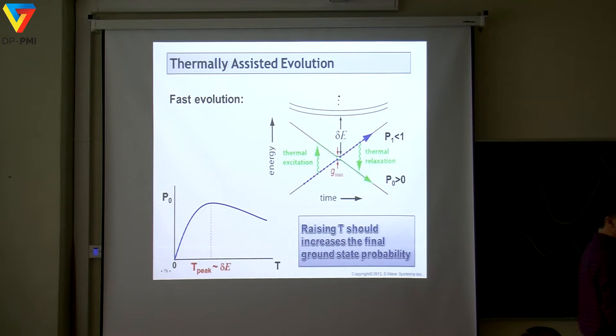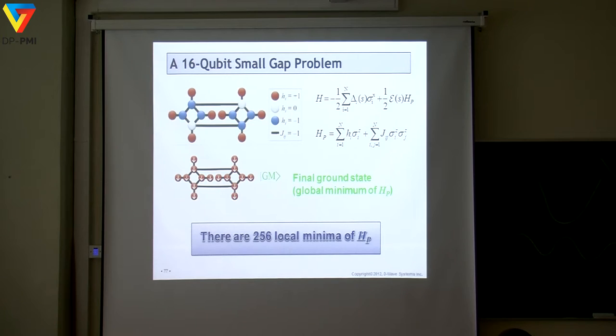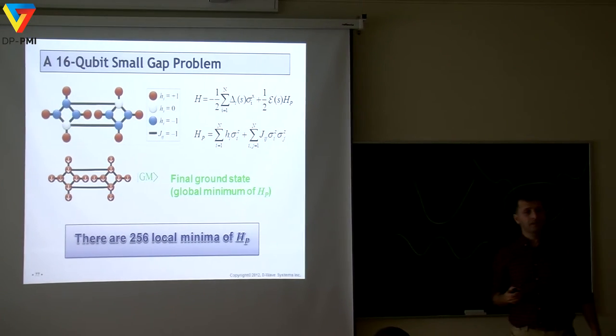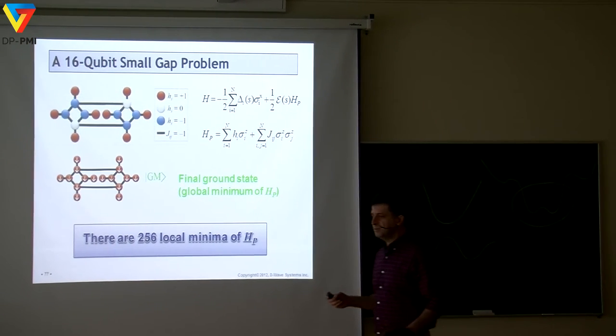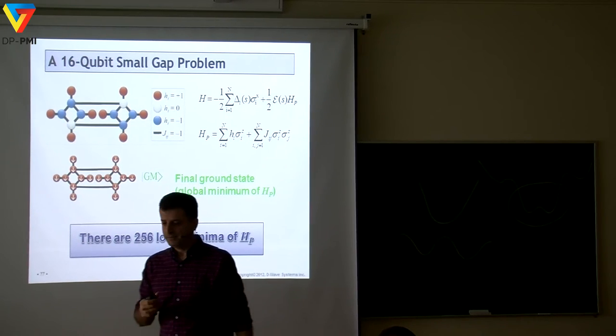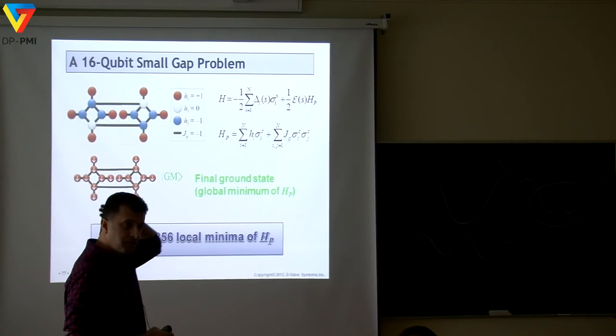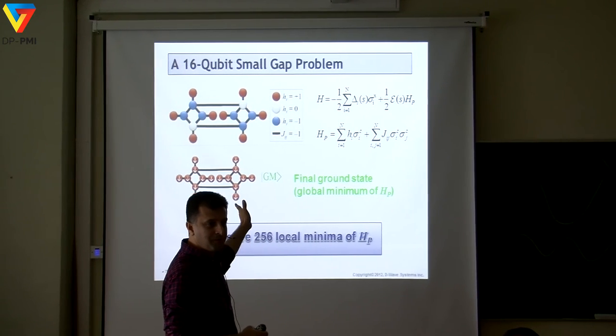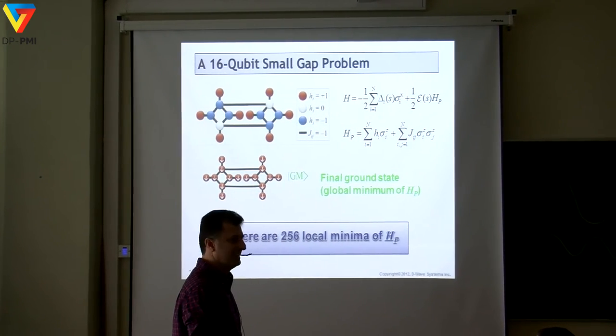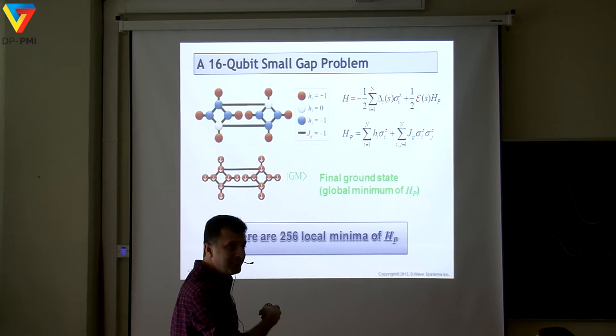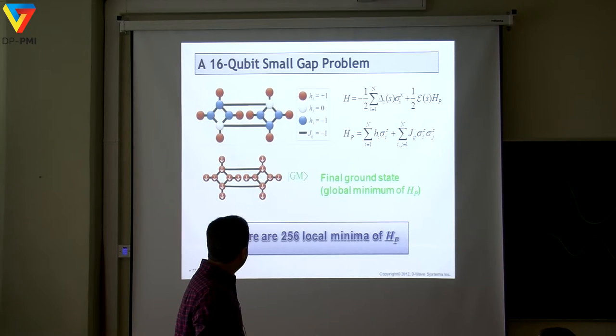In order to test it, we needed some problem with a very, very small gap. And Neil Dixon was the one who came up with this problem. This was a problem that Sergey Boixo used, and his paper was published a few months before our paper, although we did it a year before him.